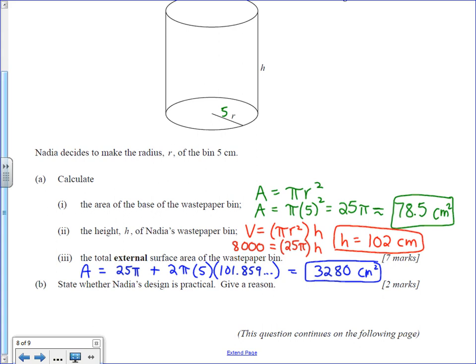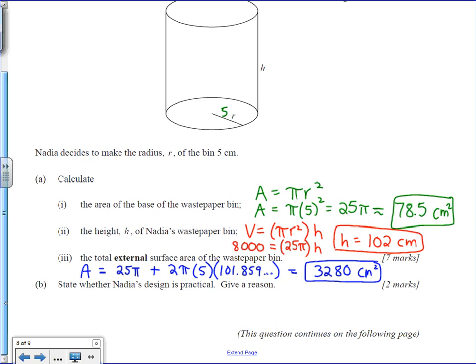State whether Nadia's design is practical and give a reason. If you think about 5 centimeters, that's a pretty small circle at the bottom of your trash can. And then 102 centimeters is pretty tall, especially when you're comparing it to a 5 centimeter radius for the bottom of your trash can. It's basically 10 centimeters across the bottom, but then 100 centimeters tall. It's 10 times taller than it is wide across the bottom.